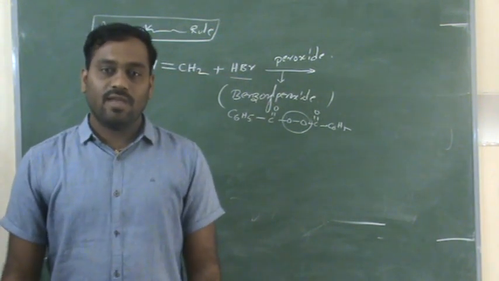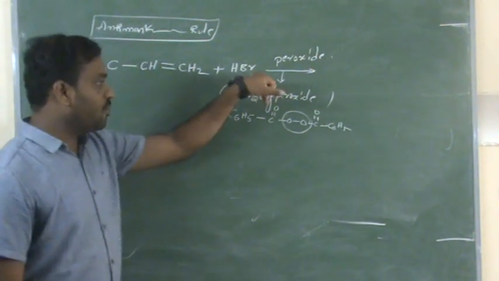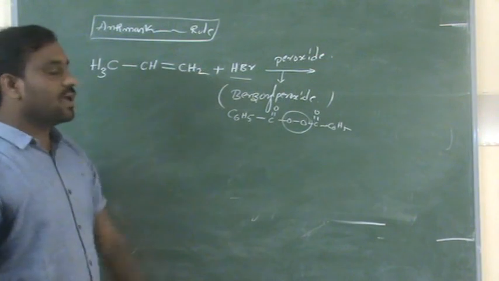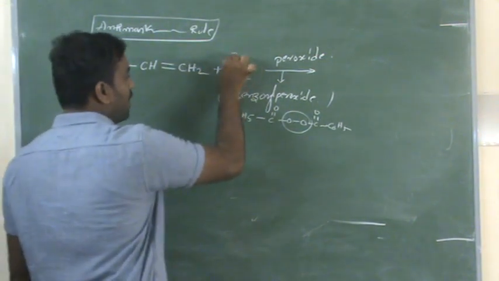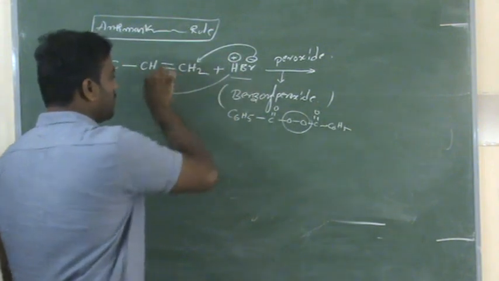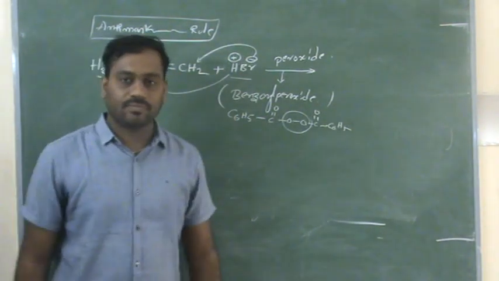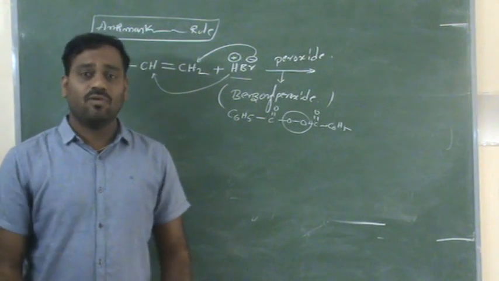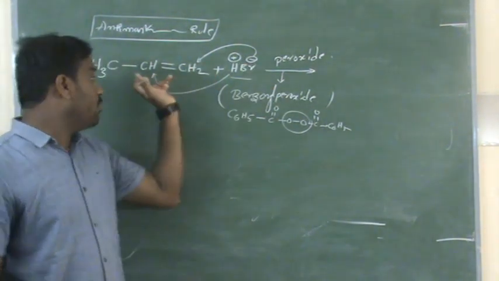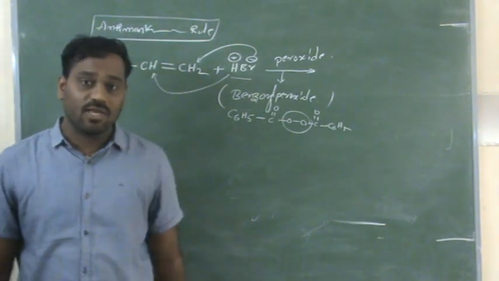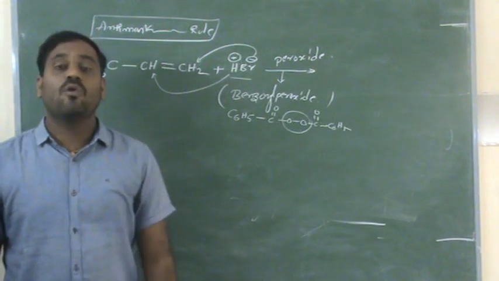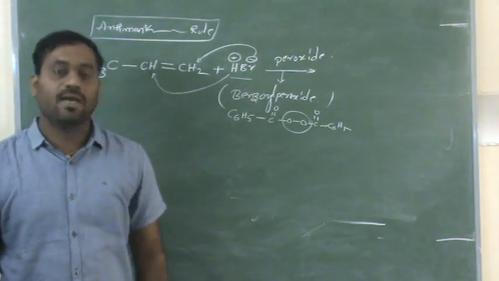Now what is the meaning of anti-Markovnikov rule? The negative part is going to attack the more number of hydrogen containing carbon atom. This is H plus and this is Br minus. The Br minus is going to attack here, the H plus is going to attack here. This is called the anti-Markovnikov rule. In Markovnikov rule, the negative part attacks the carbon with less hydrogen. But in anti-Markovnikov rule, in the presence of peroxide, the negative part is going to attack the more number of hydrogen containing carbon atom.